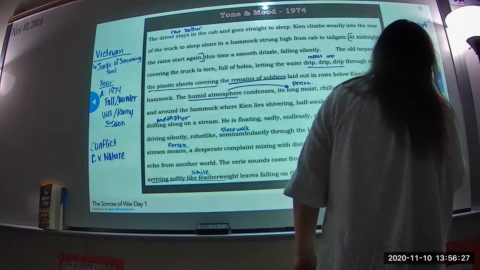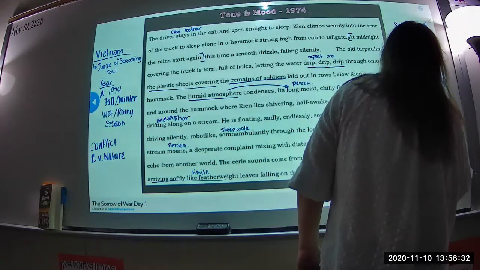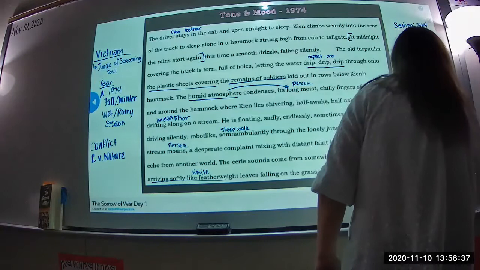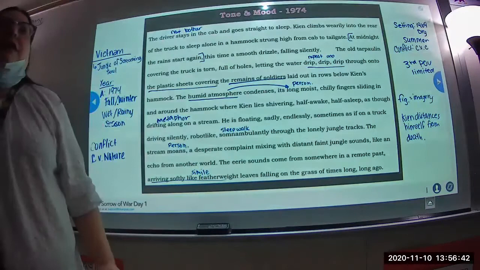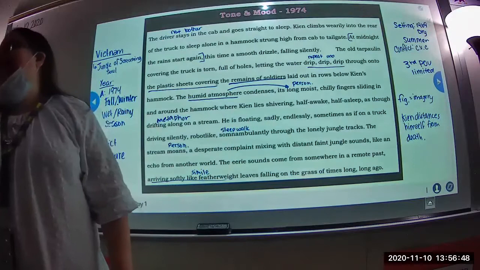Could you do that? No. So let's think about it. Not only is he laying over dead bodies, but he's laying over dead bodies in the middle of the night when it's raining in a place called the Jungle of Screaming Souls. Absolutely not, right? Absolutely not.